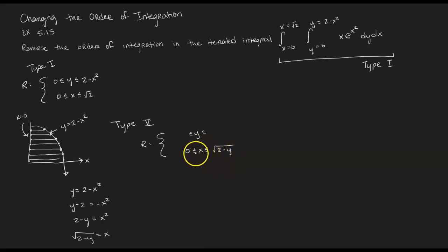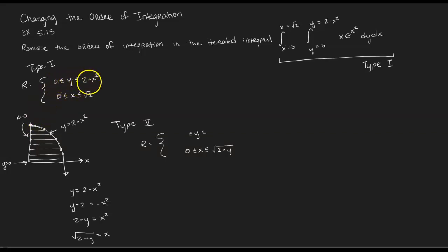And then the y values, the smallest value of y for our region is 0. The largest value of y, that's going to be where this parabola intersects the y-axis. So we can look at that equation, y equals 2 minus x squared, plug in 0 for x, and we would find out that the value for y on the y-axis, that y-intercept, is 2. So the highest value of y is 2, smallest is 0.